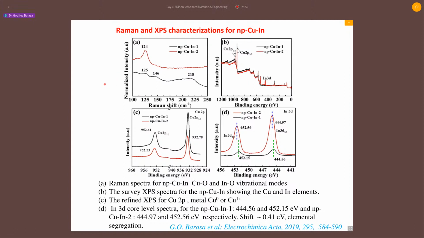Raman and XPS. This is figure 1A, the normalized intensity versus the Raman shift in centimeter inverse, and you'll find that that was before and also after. So this is the Raman, and then these are the XPS, 3D. Raman spectra for the vibrational modes, the XPS spectra for copper and elements, and the defined XPS, that's copper 2D. You find that the copper 0 and then the copper 1. And so these ones.